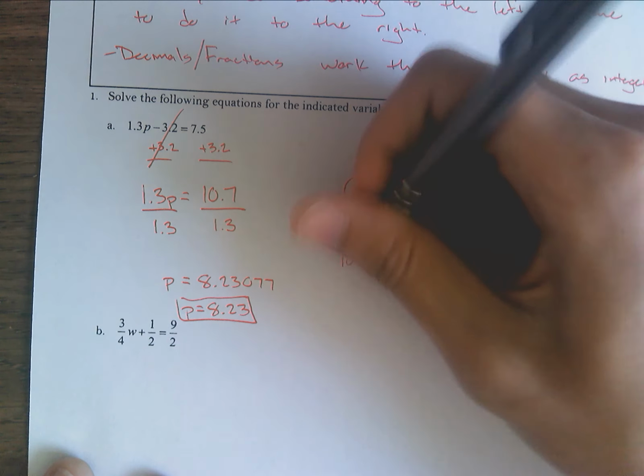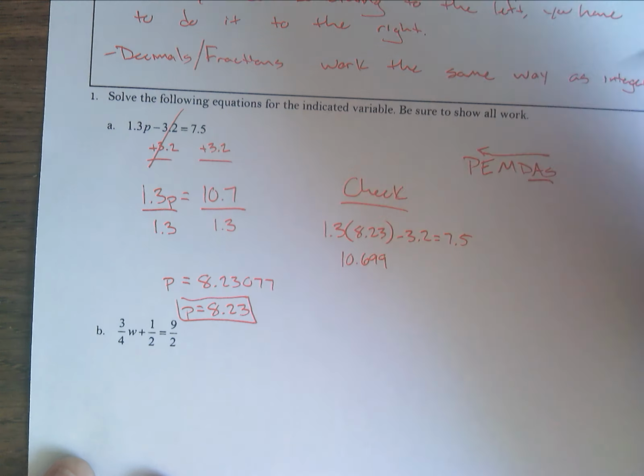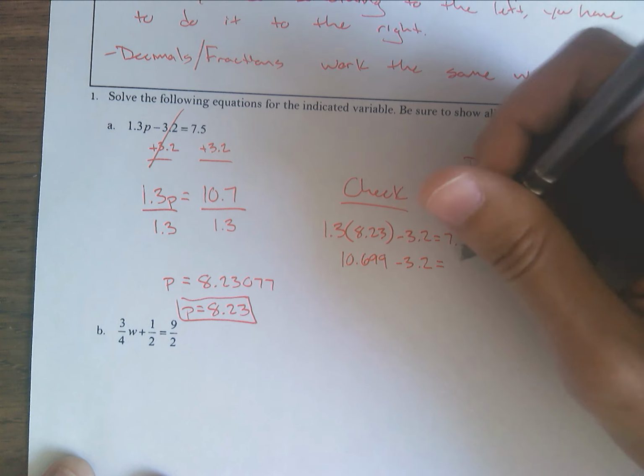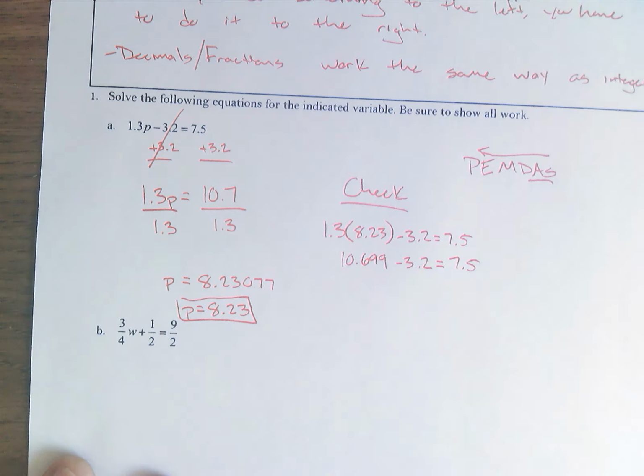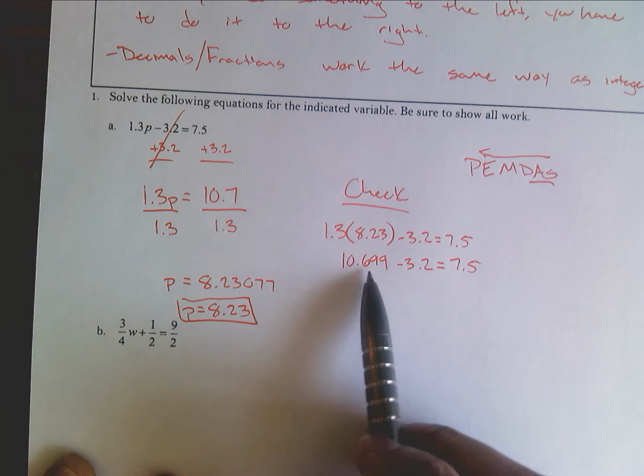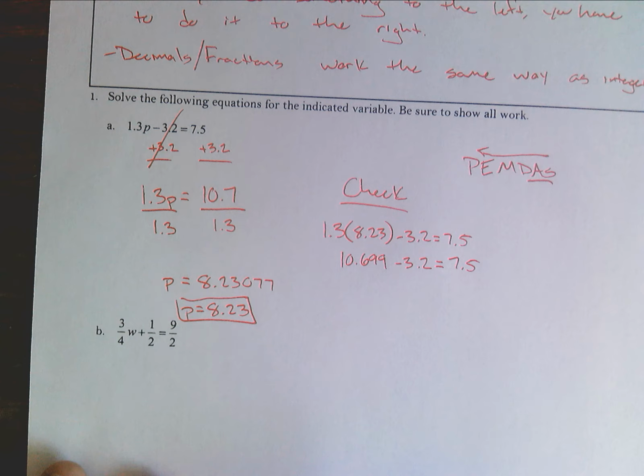So we have 10.699 minus 3.2 equals 7.5. I'm just bringing down the rest. All right, one more step. So we have 10.699 minus 3.2.